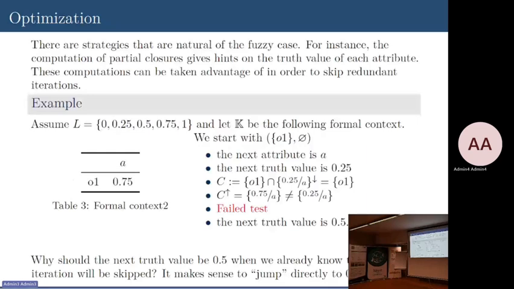We compute C, and we compute its intent, and it's not the same as the candidate. So the test has failed. According to the algorithm, we should use the next truth value. But we already know that the truth value must be 0.75. So why should we do this iteration? We can just jump to 0.75 and skip this. And indeed, this is a valid strategy. The algorithm using the jump terminates and computes all formal concepts, and only once.